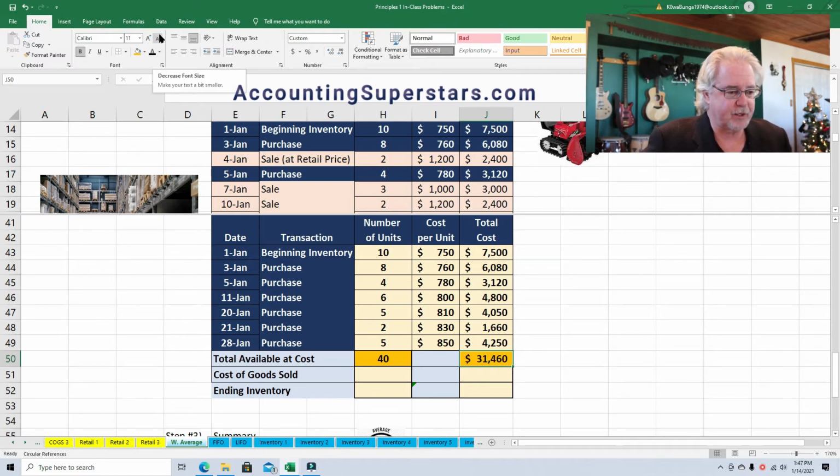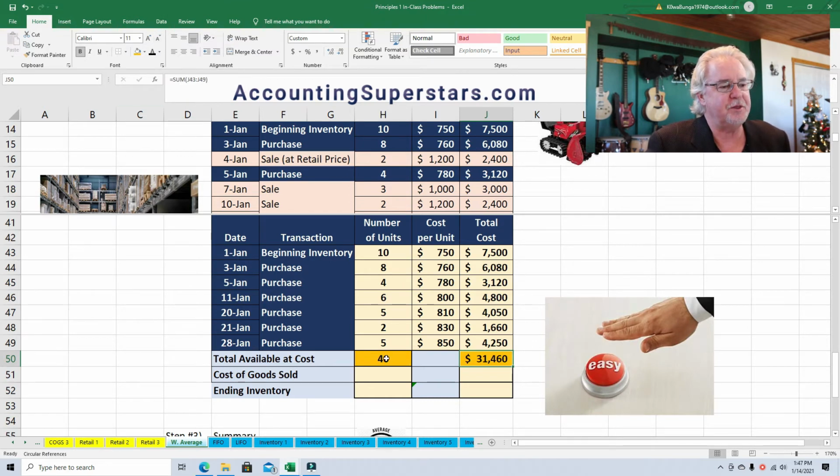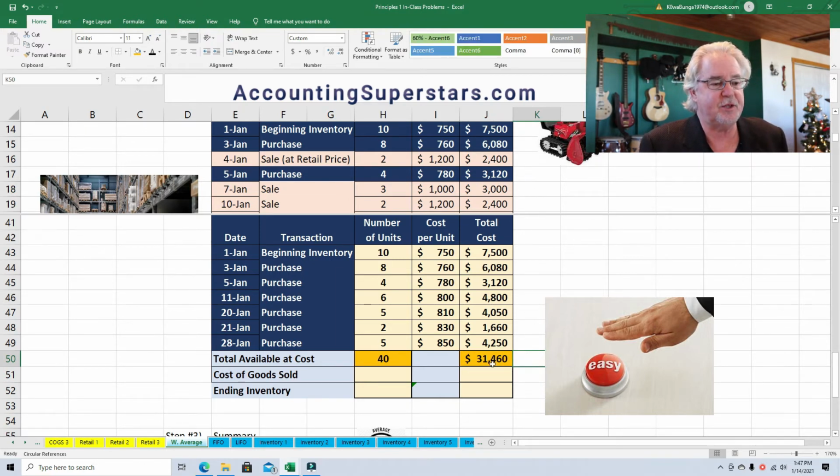All right. So we're practically done. I told you it was easy. So this is called the weighted average. What we're going to do is find an average. So here's what we would do. The important numbers here are the numbers highlighted in gold, the 40 and the 31,460. To find an average cost per unit, all we would do is take the 31,460 divided by 40. That's all we do.